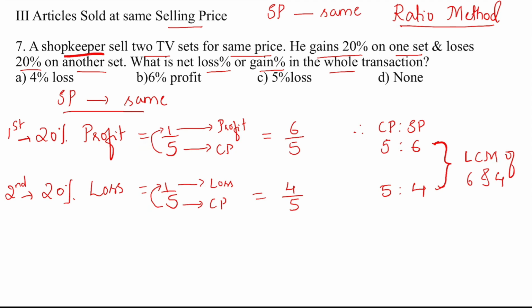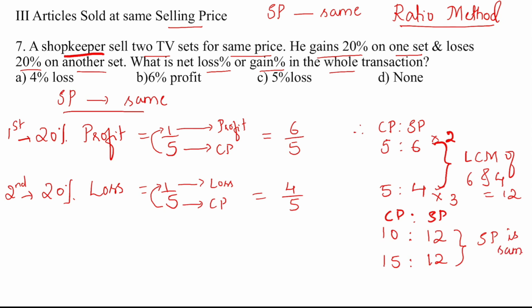LCM of 6 and 4 is 12. So 6 2s are 12 and 4 3s are 12. So multiply with 2 throughout here and multiply with 3 throughout here. So now what will happen? 2 5s are 10 is to 2 6s are 12, and 3 5s are 15 is to 3 4s are 12. So therefore the new cost price to selling price ratio is 10 is to 12 and 15 is to 12. Now we made selling price same for both.